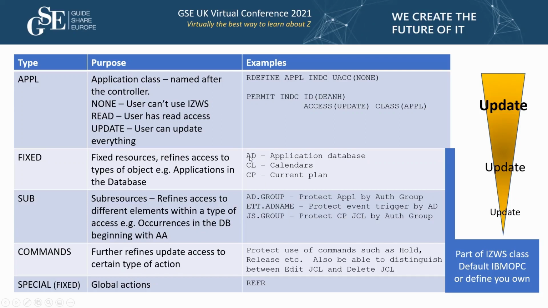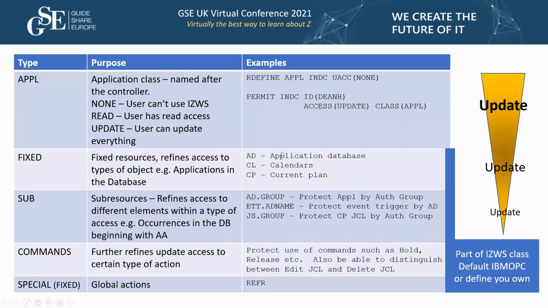So if I define the AD resource and I say that DNH has read access to it, then even though I've got update access at the high level, I won't be able to change any application descriptions. Equally, if I've got read access at this level, I can do nothing. There's no amount of rules down here will ever give me update access. It has to cascade from the top down. So for any user to be given update at any level, they must have update at all the levels above it, if that makes sense.